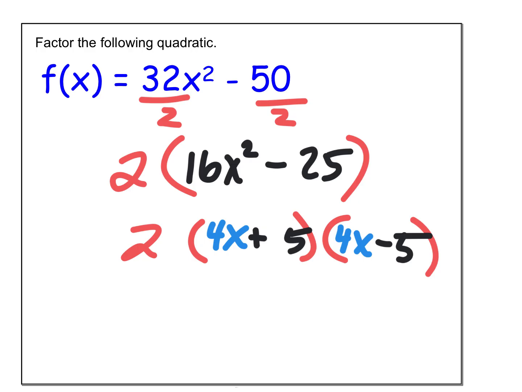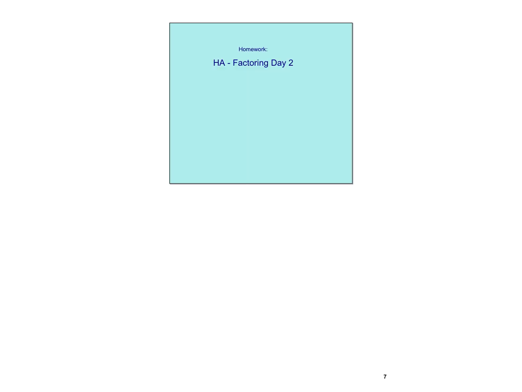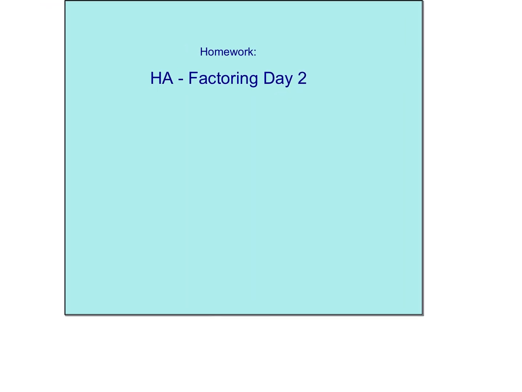Who got there before I did? 1, 2, 3, 4, 5, 6, 7, 8, 9, 10. Okay. All right, good. That is one of the hardest kinds. And we don't have the test like tomorrow. We got some time. You have factoring day 2 homework. Everybody find it. I'm going to pause for a second while we get that homework out.